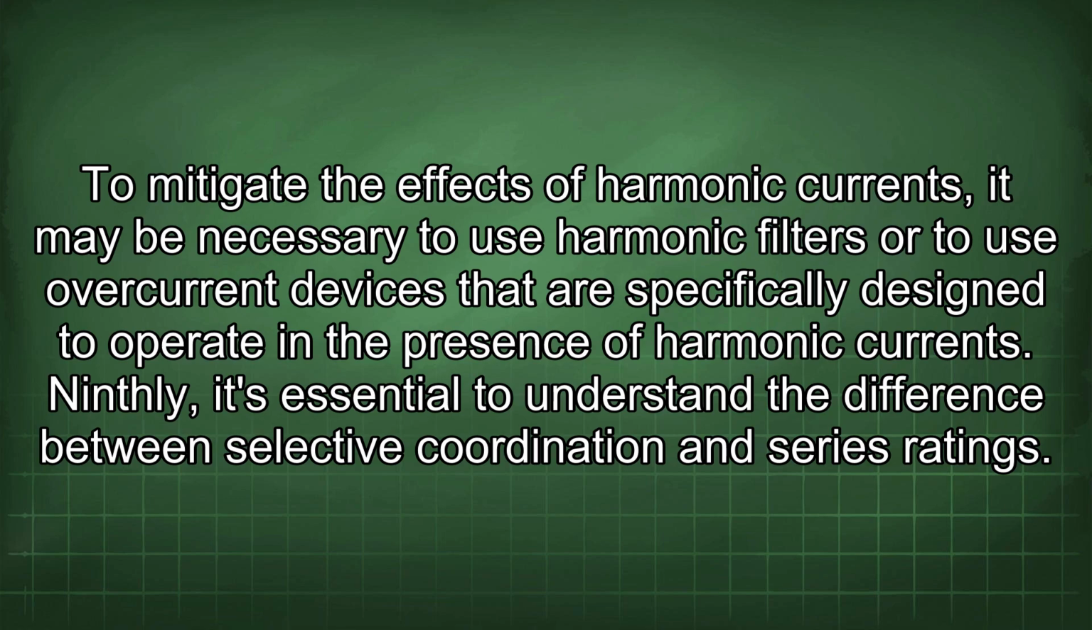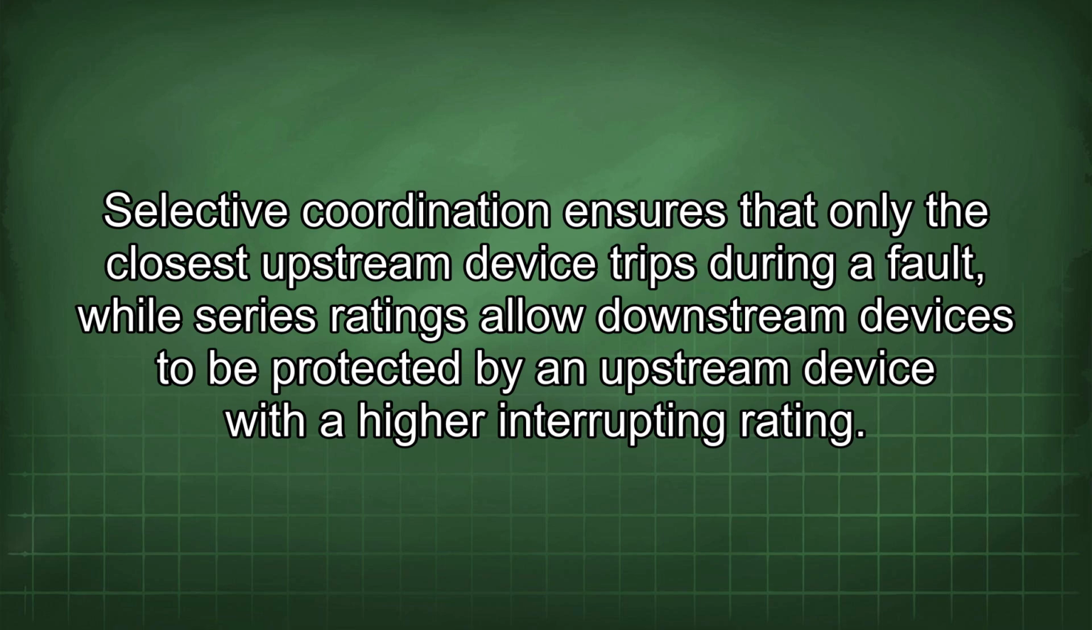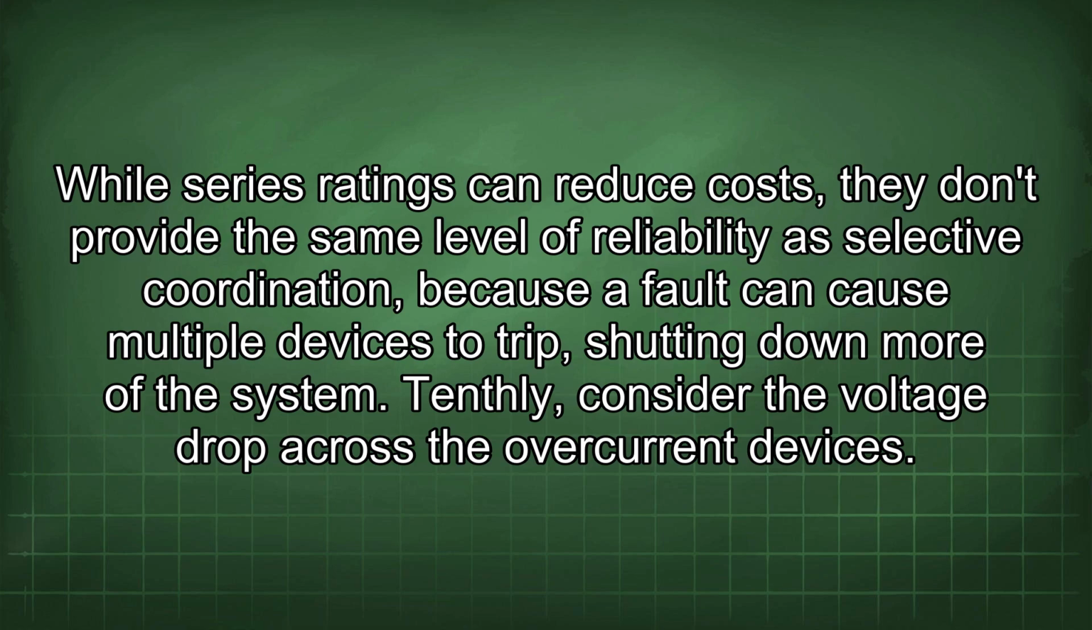Ninthly, it's essential to understand the difference between selective coordination and series ratings. Selective coordination ensures that only the closest upstream device trips during a fault, while series ratings allow downstream devices to be protected by an upstream device with a higher interrupting rating. While series ratings can reduce costs, they don't provide the same level of reliability as selective coordination, because a fault can cause multiple devices to trip, shutting down more of the system.